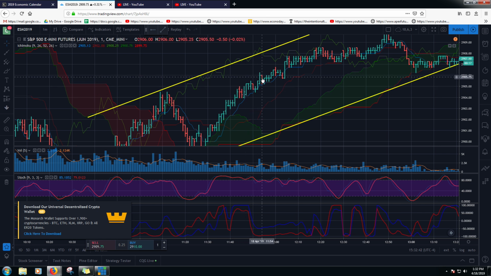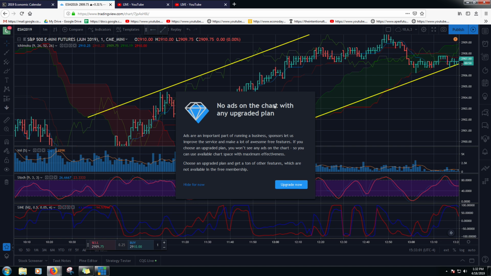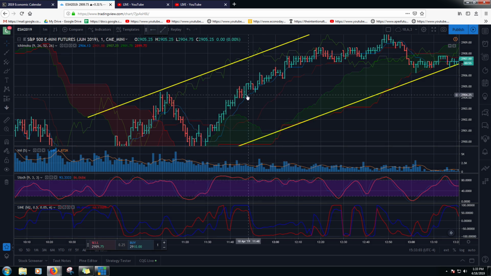So I noticed that, you know, it's bouncing off this blue line. I don't remember the technical name for it. It's part of the Ichimoku Cloud. And the whole Ichimoku Cloud thing, all these lines are moving averages, basically. That's it. That's all they are. I'm not upgrading. Anyways, I noticed that it was bouncing off of it, and it was continuing to go up, right?